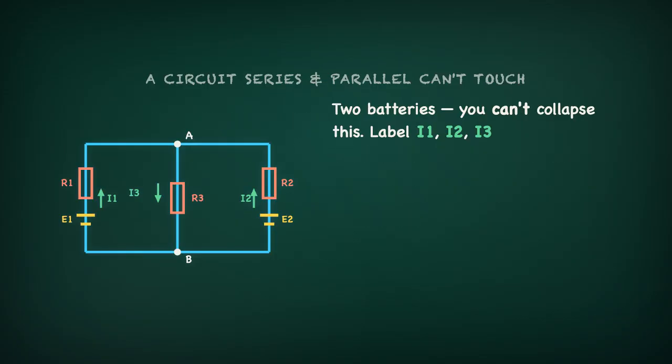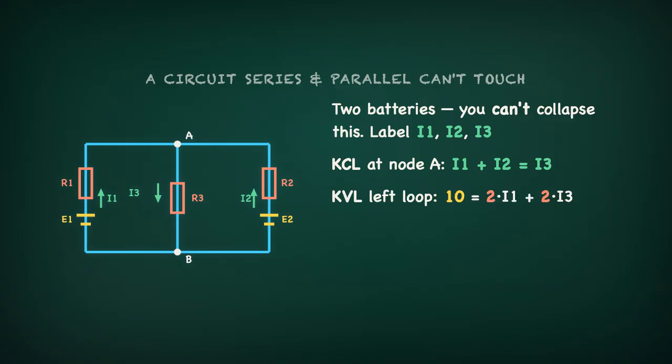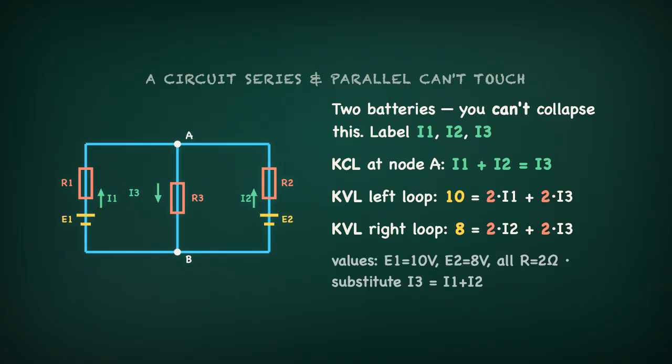Now the payoff. Here's a circuit series and parallel can't touch. 2 batteries in different branches. You can't collapse it, so we label 3 currents, I1, I2, and I3. KCL at the top node: the 2 currents flowing up, I1 plus I2, equal the current coming back down the middle, I3. KVL around the left loop: the 10-volt source equals 2 ohms times I1 plus 2 ohms times I3. KVL around the right loop: the 8-volt source equals 2 ohms times I2 plus 2 ohms times I3. Values: E1 is 10 volts, E2 is 8 volts, every resistor is 2 ohms.